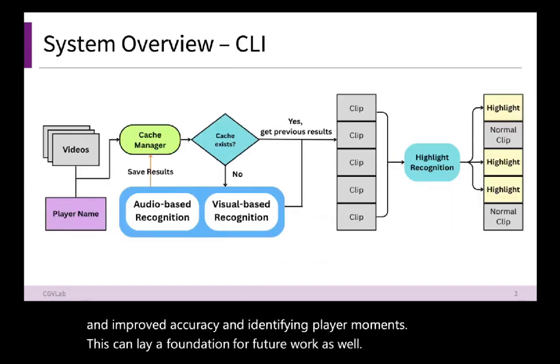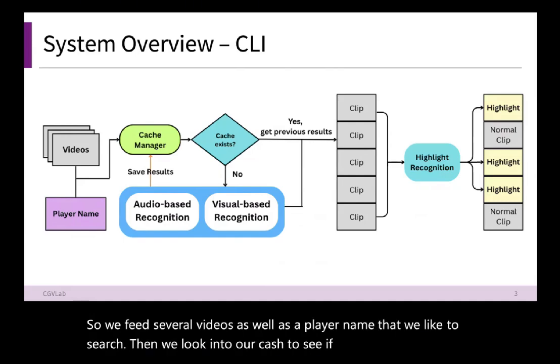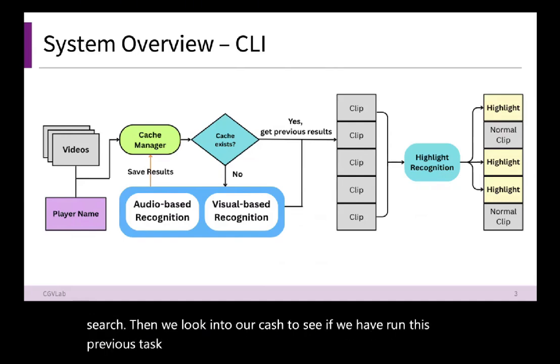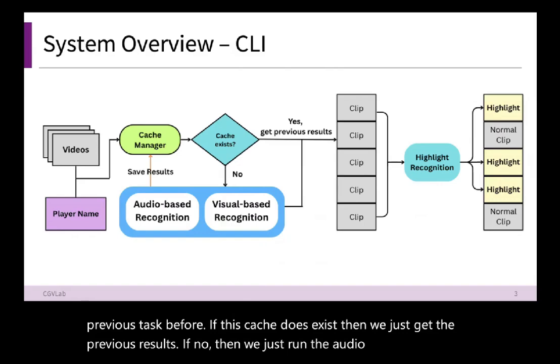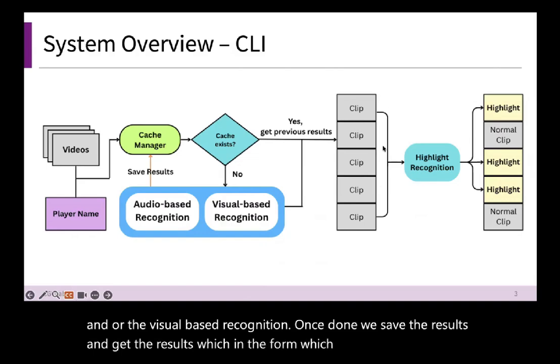So here's the system overview. We feed several videos as well as a player name that we'd like to search. Then we look into our cache to see if we have run this task before. If the cache does exist, then we just get the previous results. If not, then we run the audio-based recognition and/or the visual-based recognition. Once done, we save the results, which come in the form of several segmented clips.